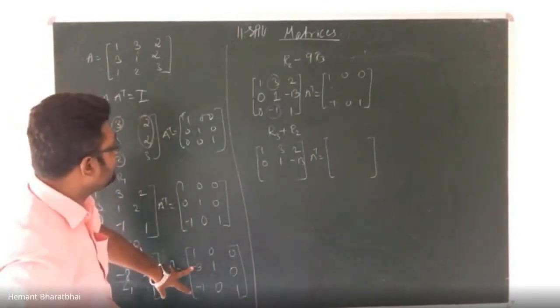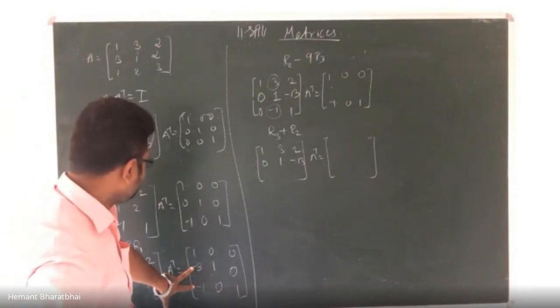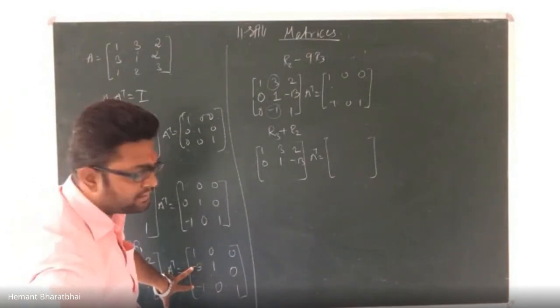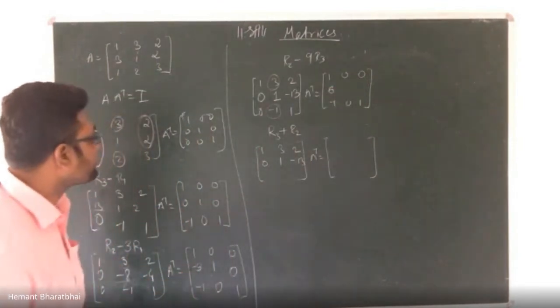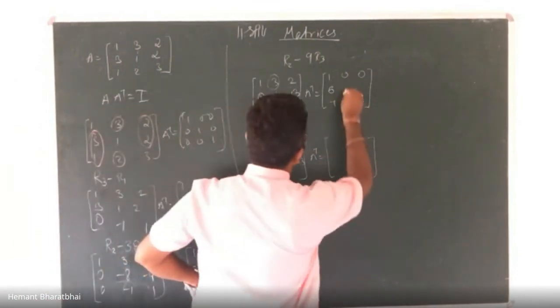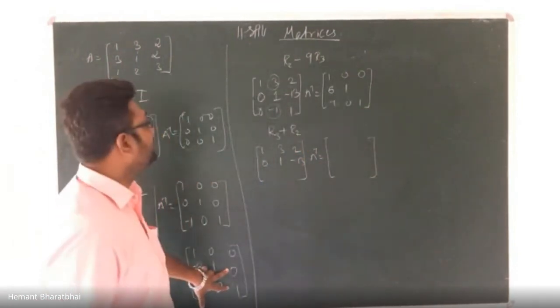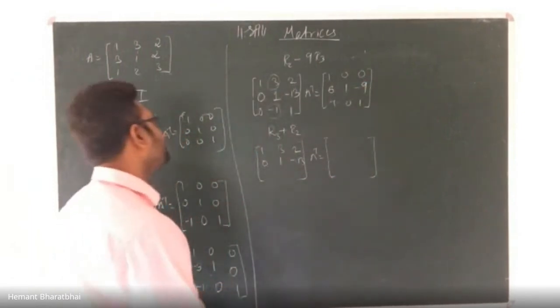Here we had minus 3 minus 9 into 1. Minus minus will become plus. So minus 3 plus 9, that is going to give me 6. Then 1 minus 0, so that is going to give me 1 only. Then 0 minus 9, so that is going to give me minus 9.